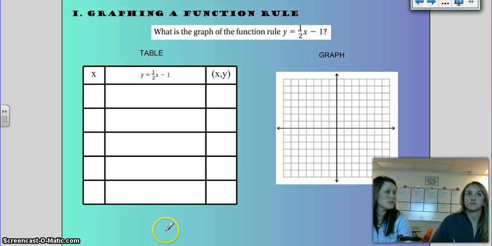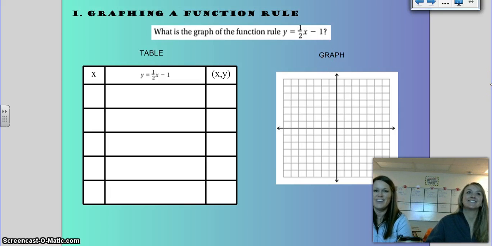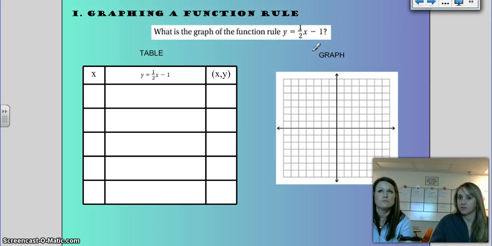Well, first of all, I know this is a linear function rule. How do you know that? Because it's in a linear form of an equation that we haven't talked about yet. Very good. So it will come out to be a line. Spoiler alert, sorry, it's coming up. Okay, so this is all we're given, and it says, what is the graph of this? Well, I don't know, so we need to figure it out.